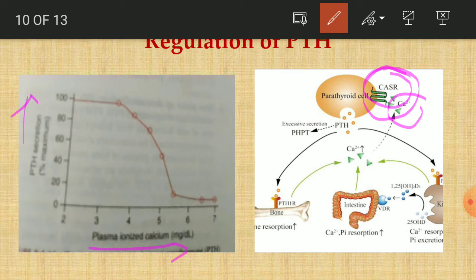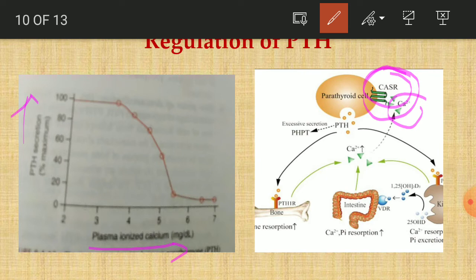Magnesium is another regulator of parathyroid release. What is the role of magnesium? In the face of huge hypomagnesemia, there occurs suppression of parathyroid release. That means magnesium has, to some extent, a stimulatory role.